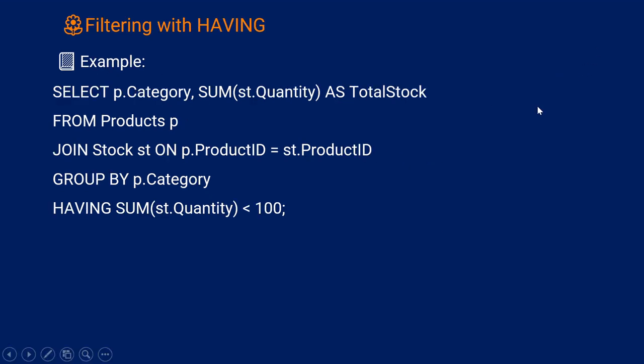Having filters groups after aggregation. This query shows categories with stock levels below 100, useful for restocking alerts.